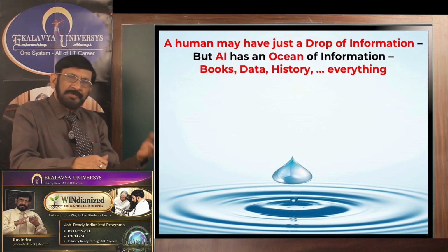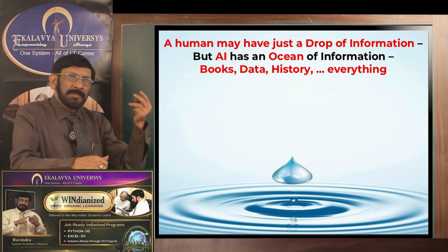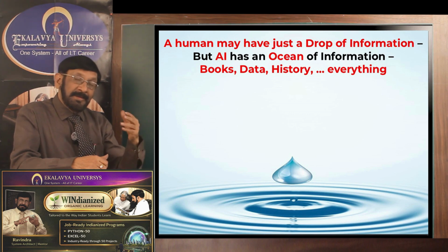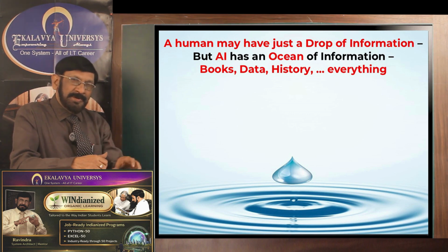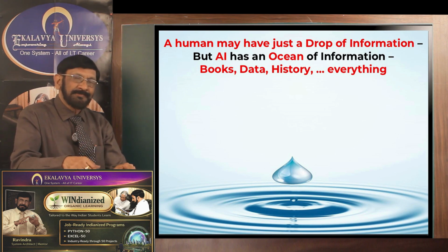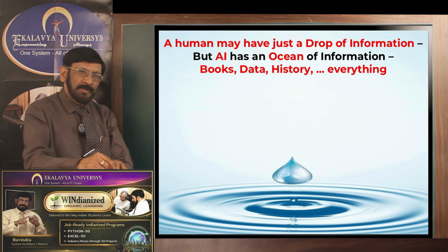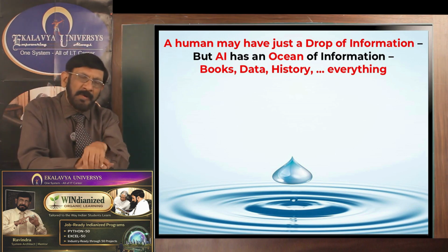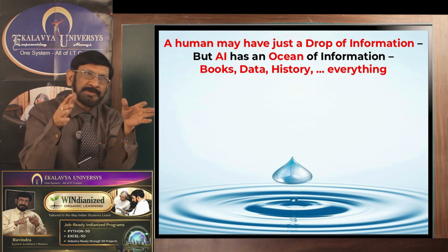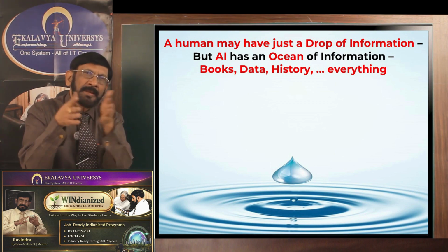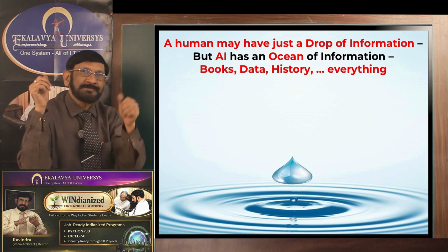The information may be in the form of books, in the form of data, in the form of history. Then you can imagine how effective the decisions it can take. And here, one thing I have to tell you: whatever information humans have is like a drop of water, and whatever information AI has is like an ocean of information.